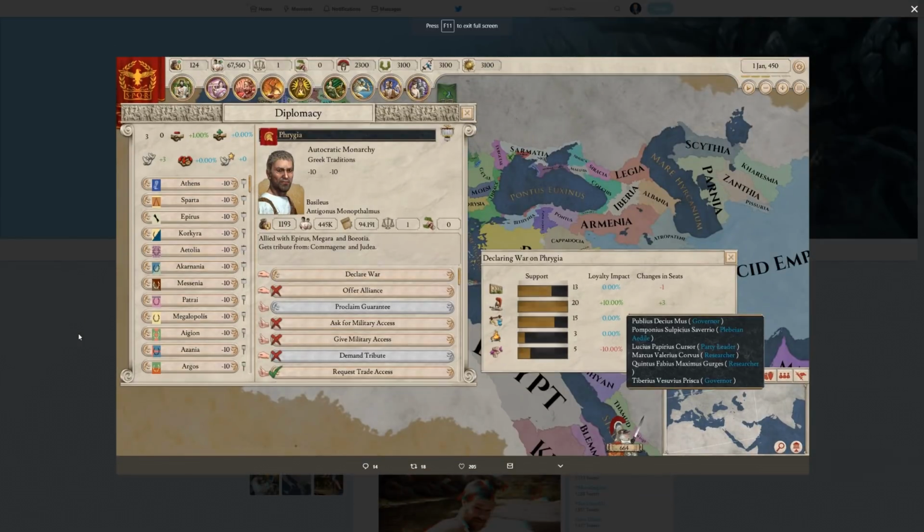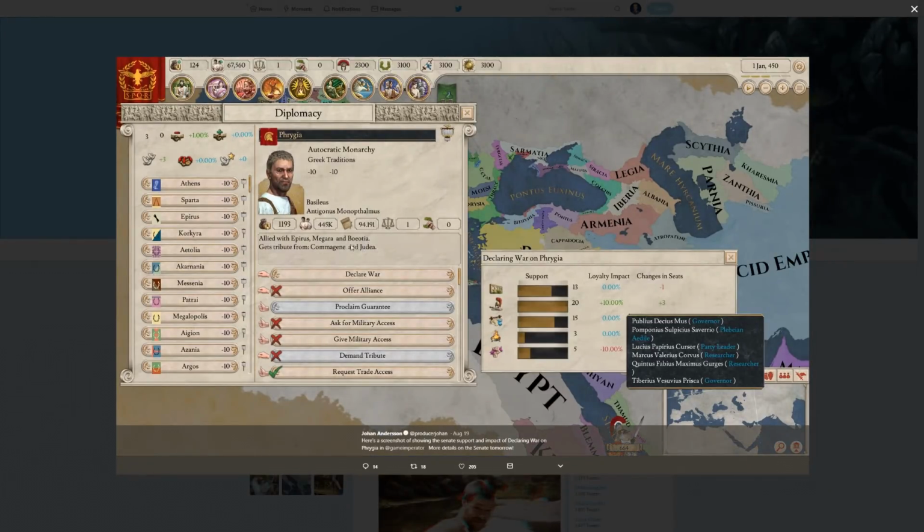And as is tradition, we are over on Johan's Twitter, taking a look at what he has posted. It's a nearly identical screen. It's Rome declaring war on Phrygia? I don't know how to pronounce that correctly. But what I did notice, and didn't notice immediately on the other one, is that it gives you a little breakdown of important information, kind of like in CK2.